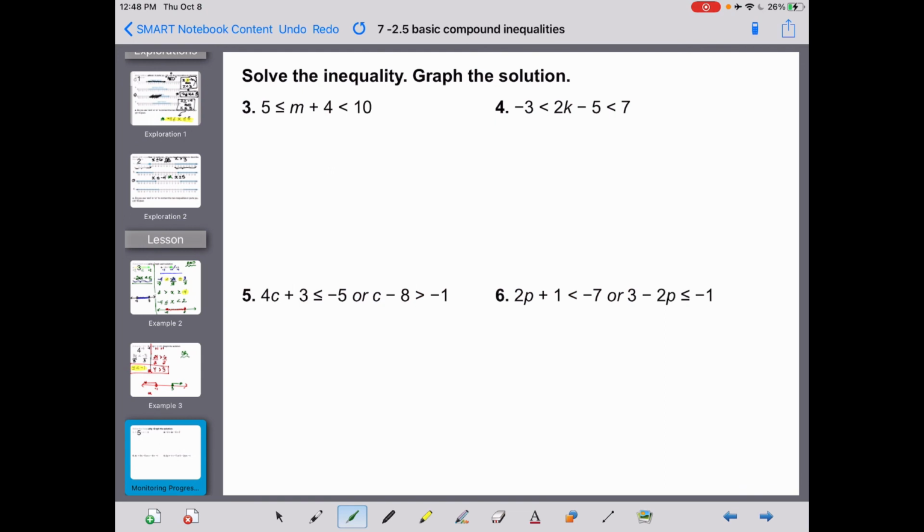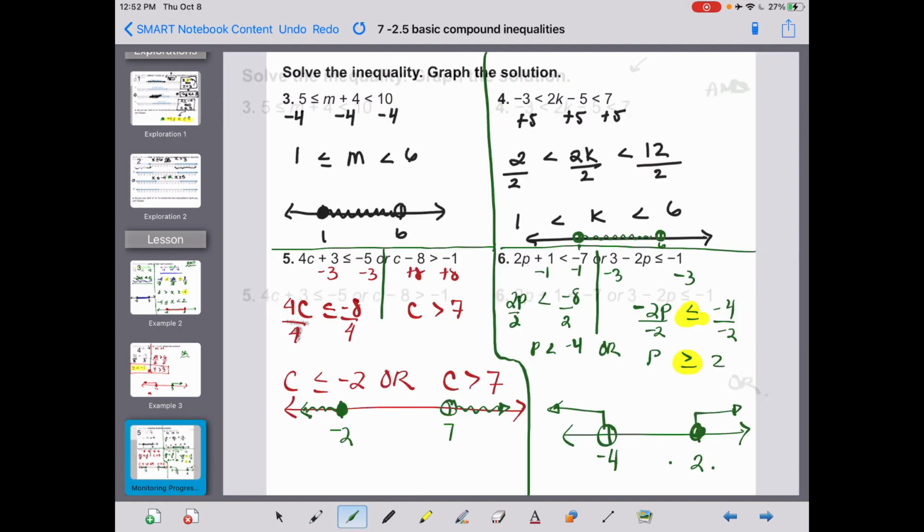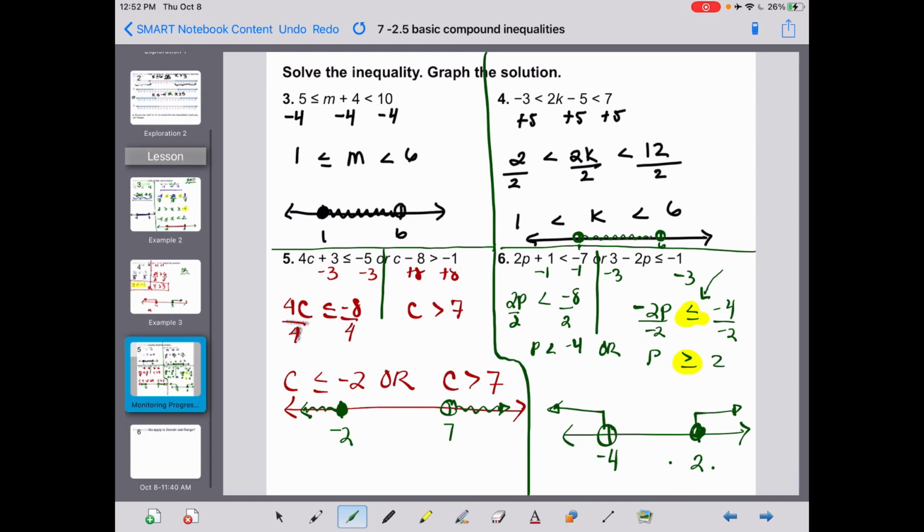Try these problems on your own. These two are the AND inequalities. The bottom two are OR inequalities. So try them on your own, pause the video, and check your work. All right, so here are your final answers. Both 3 and 4 should have been shading in between. And 5 and 6 are OR inequalities. The biggest thing I noticed was that there was a sign flip when I divided by negative 2 on the rightmost inequality. So you can pause, look through your work, and that's it for this lesson.